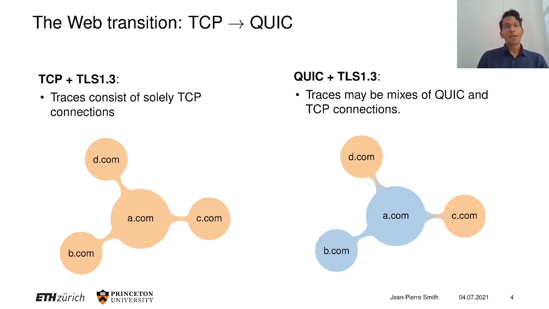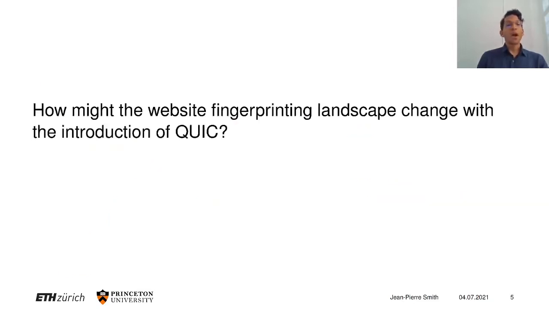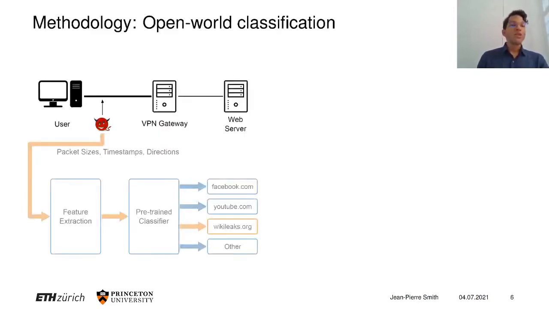So what we ask in this work is, given all of these changes between the TCP and QUIC protocol, how might the website fingerprinting landscape change with the introduction of QUIC? To answer this question, we use a similar procedure to what the adversary uses when performing his attacks.